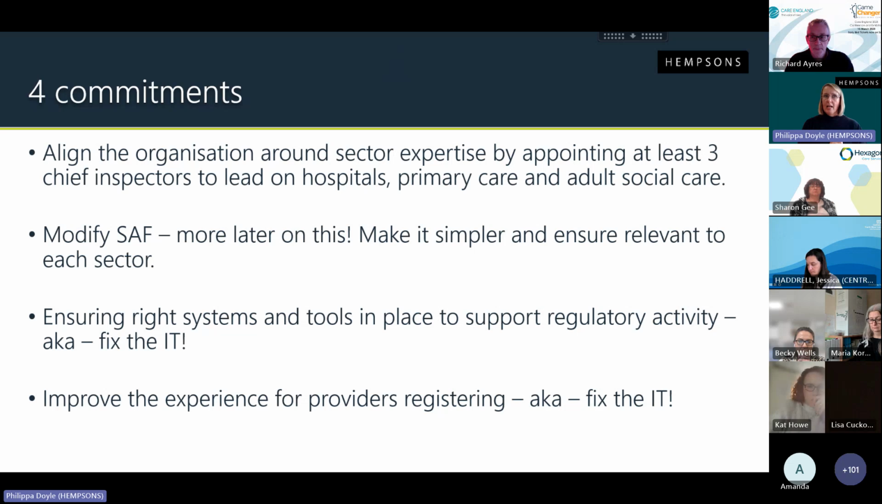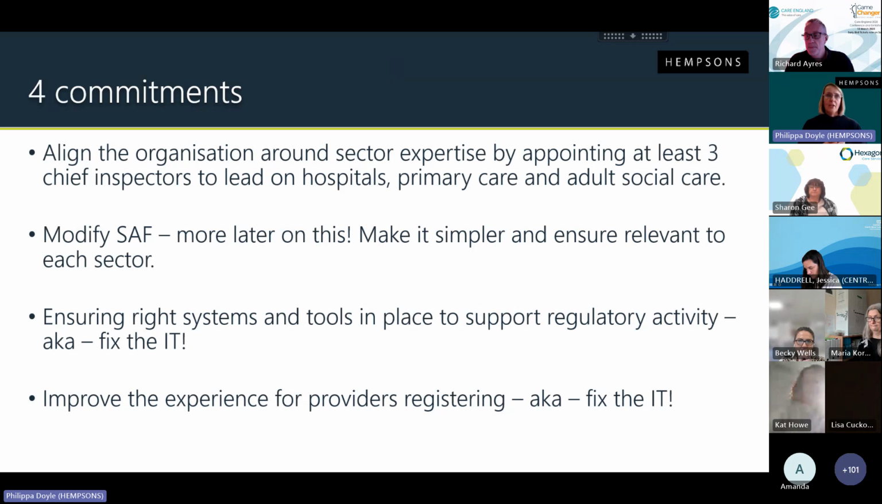They've said there's going to be modifications to the single assessment framework, so a bit more on that later, but it is supposed to make it simpler and ensure that it is more relevant to each sector. They've said that they're going to ensure that the right systems and tools are in place to support the regulated activity, which to my mind means they're going to fix the IT sooner rather than later, I hope.